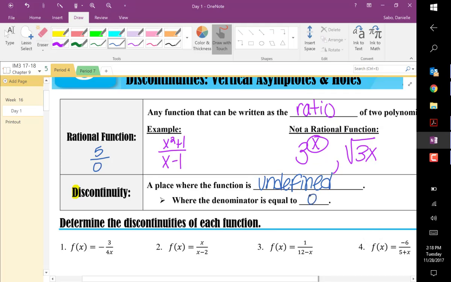So the bottom of our fraction cannot be 0. That's kind of where I was leading to there. And the reason why I highlighted D is because of denominator. The denominator can't be 0. That's what the discontinuity means. So the D's go together to help you out.